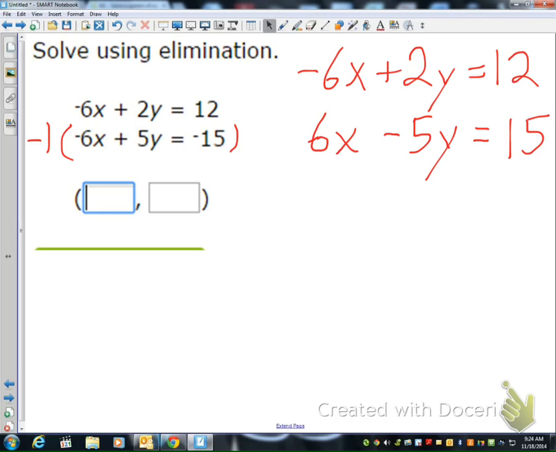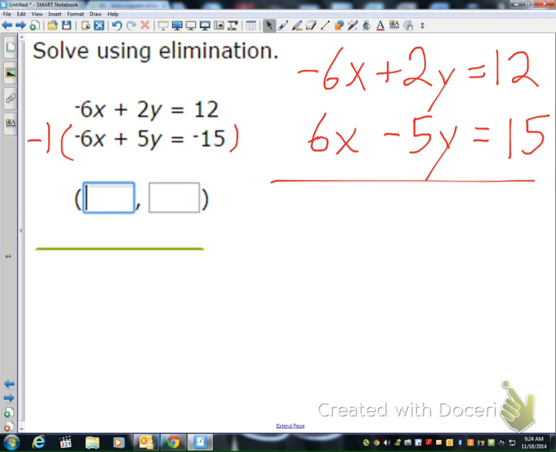Yes, Olivia? How do you know when to use the negative? The only reason I'm multiplying through by a negative is because here I have negative 6x and here I have negative 6x. I want them to have opposite signs so I can add them. Again, you can do it as a subtraction problem, but what I have found is that more people make careless errors with subtraction. So my preference is make them the same, or make them opposite signs. That way it's an addition problem.